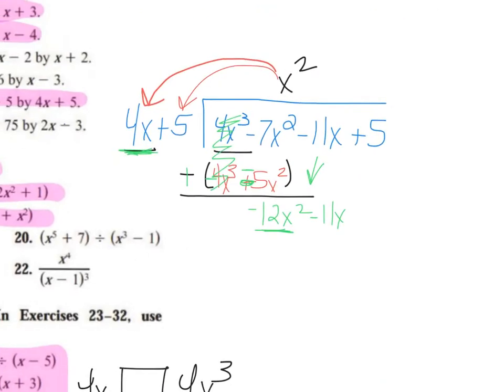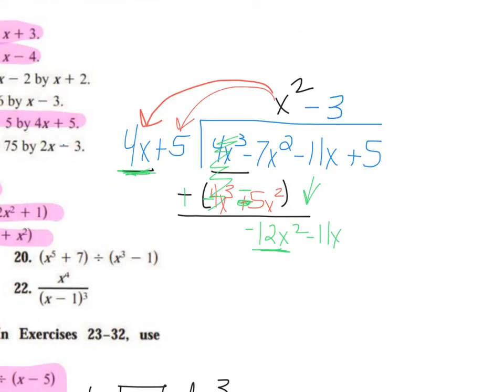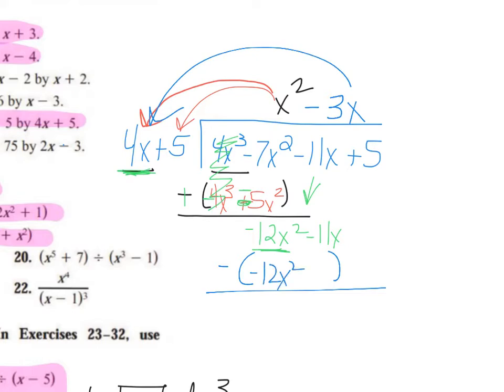Negative 3x. Agreed. So I'm going to say, okay, minus 3x, and get myself ready here so I don't mess up my subtraction. Negative 3x times 4x is? Negative 12x squared. Great. Negative 3x times 5 is?